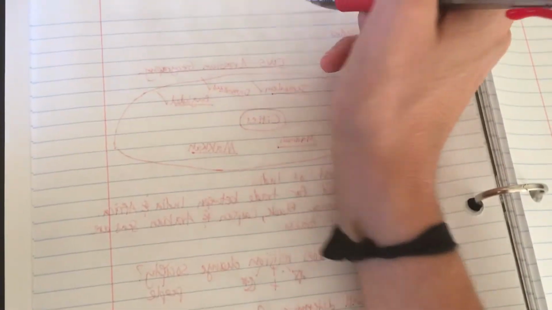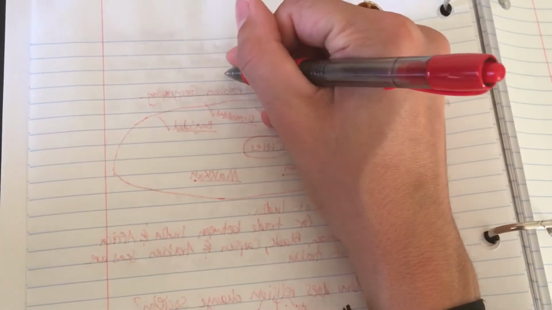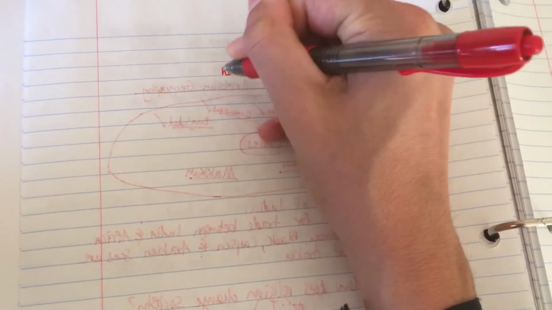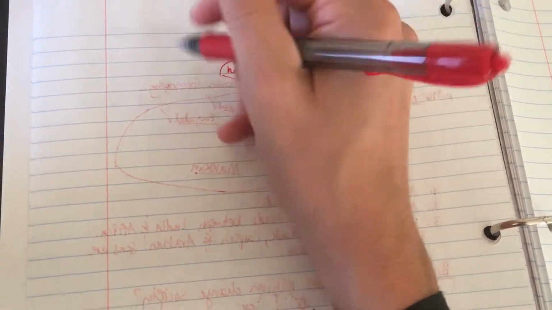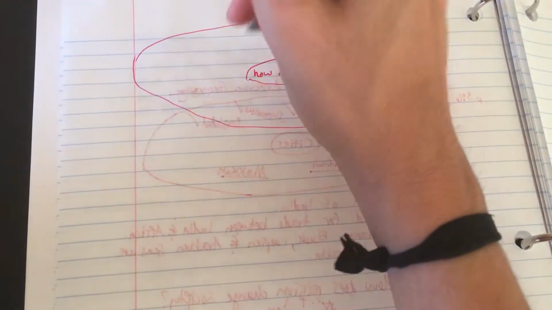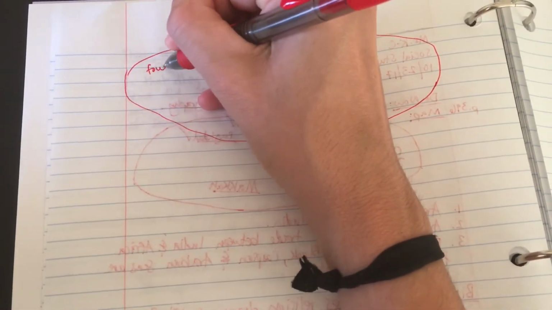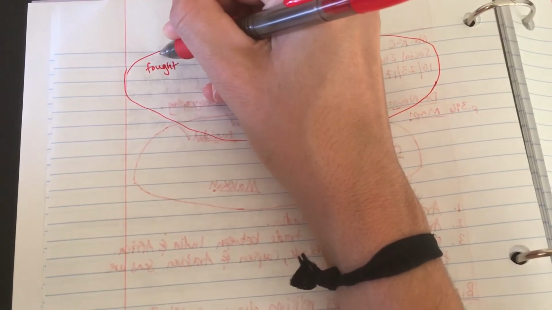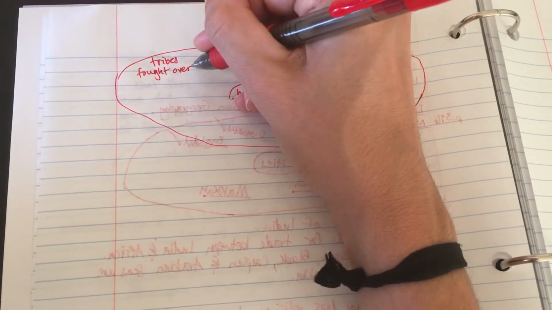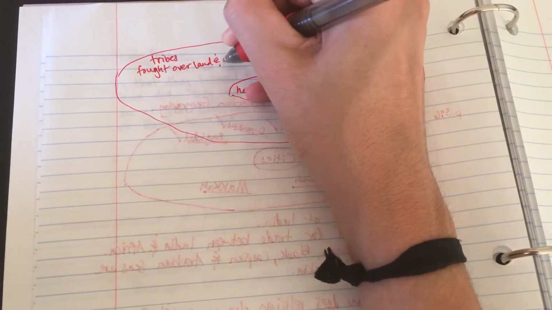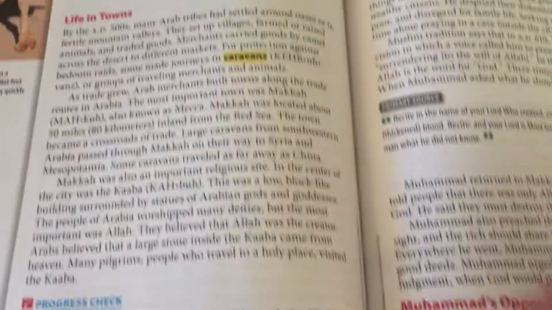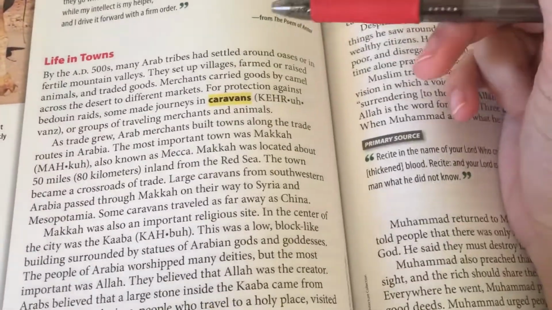And now I'm going to say about how Arabs lived. Okay, so one way that they lived is we see that they fought really well, tribes fought over land and water. Let's see if we can figure out any other ways about how they lived to help us to figure out how geography affected them.